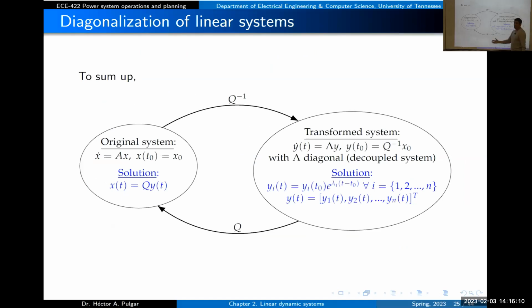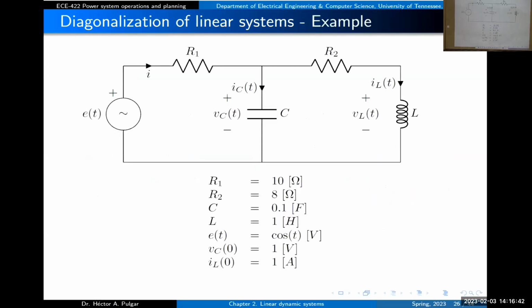And this is what I just taught. This is what we're doing. We have the original system. We made the transformation with Q inverse. We have transformed the system into something we can solve because this is decoupled. All the equations for the new state variables are decoupled. We can get the solution for each one of them. And when we get the solution, we convert it back using Q to obtain the solution of the original system. And this is what we're going to do for any linear dynamic system.